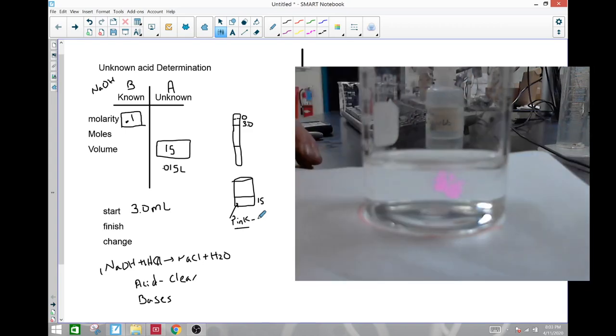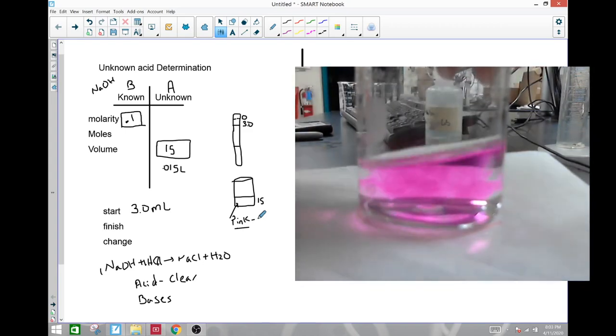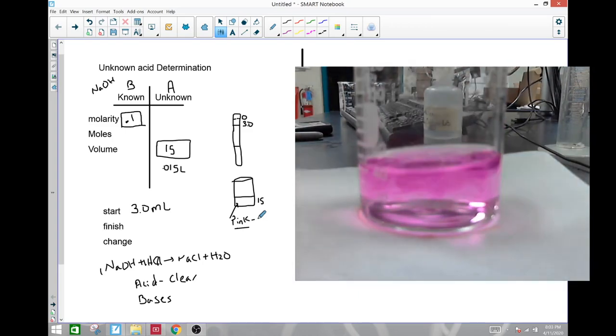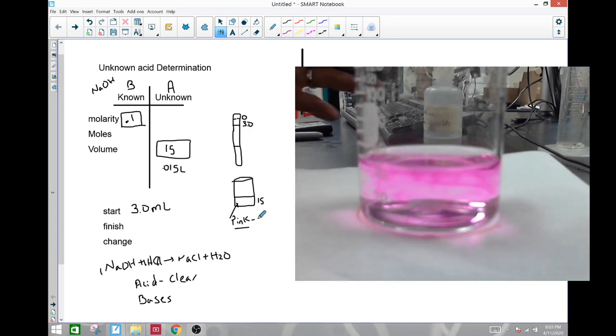It just turned clear. Let's go a little bit more and see if she stays pink. And looks to me like it's pretty pink. It might not stick around forever, but to me that's about as nice as it gets, and it's going to eventually turn back clear. It's right on the edge, so great.